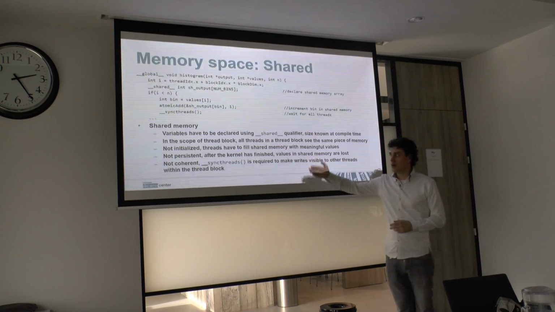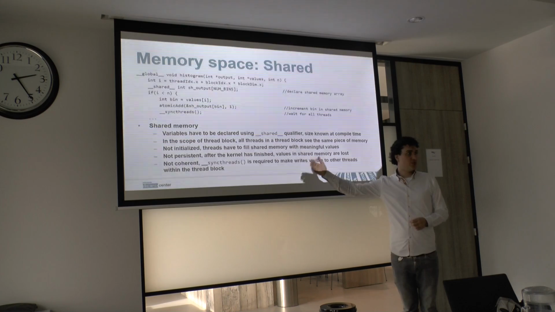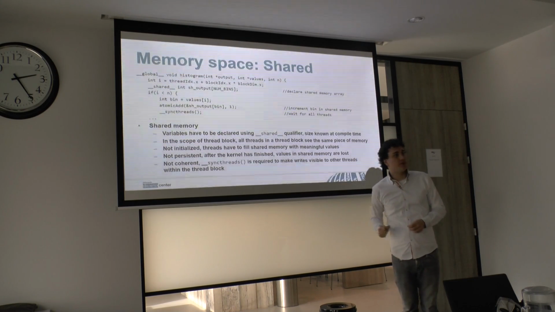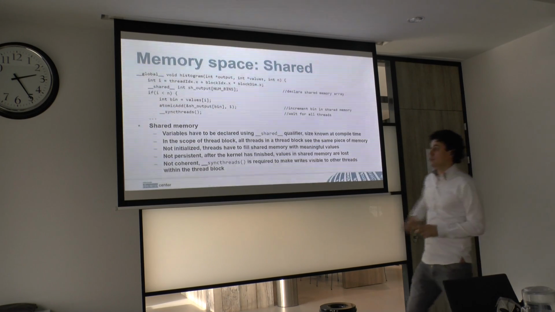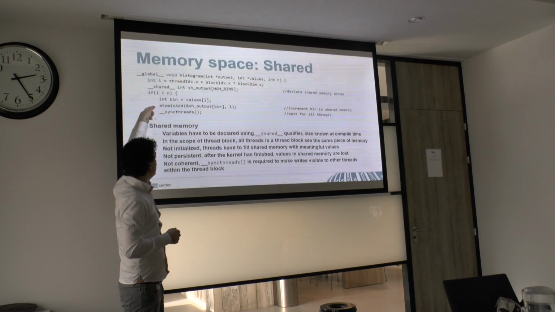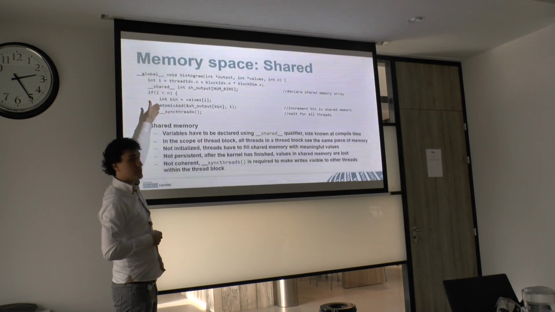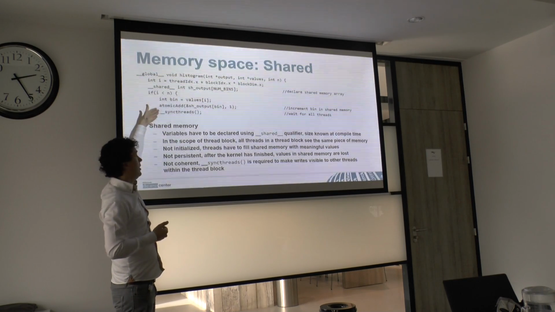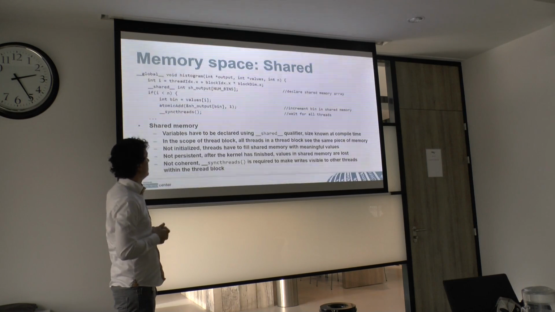So if you write to shared memory, then only after the barrier can you read that value from shared memory. And that's very important. So you see it also here in the code, where in this case an atomic is used to write to shared memory, but those writes will only be visible to the other threads once we have called sync threads.